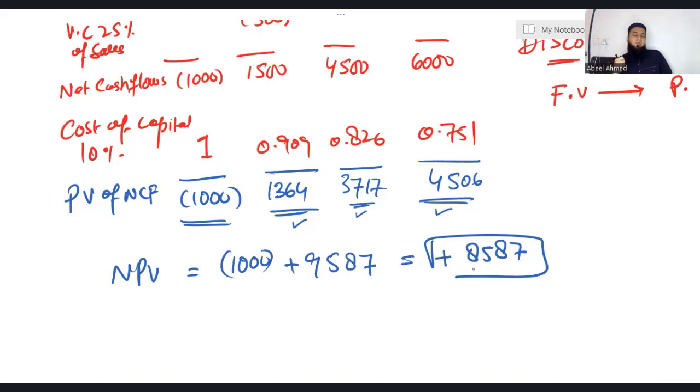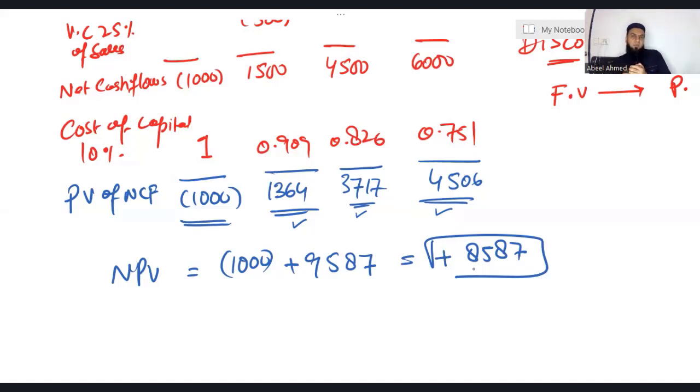Actually, the positive NPV shows that the wealth of shareholders will increase. Because this positive NPV means, look at the data. While reaching a positive net present value of 8,587, what have we done? We have deducted the initial investment. We have also deducted the variable cost. We have also done one more thing. We have also converted future values to the present values.